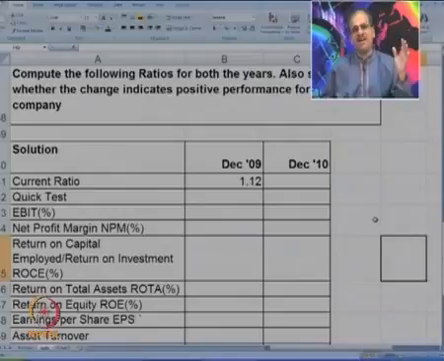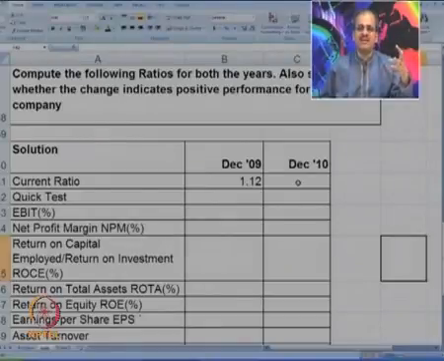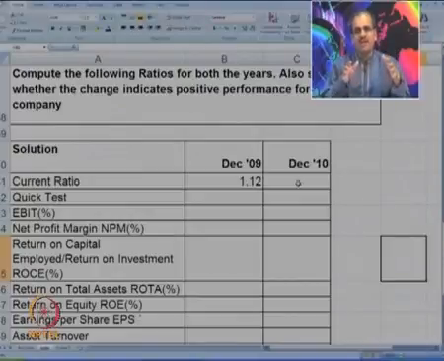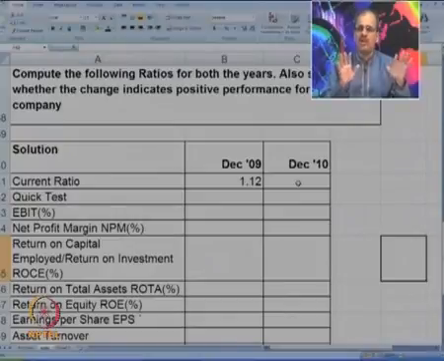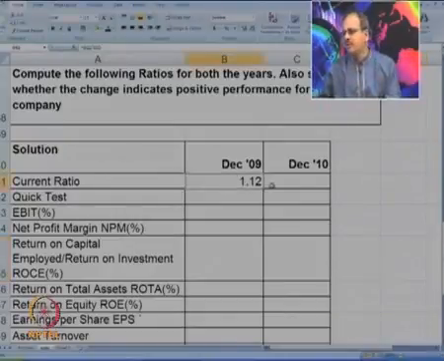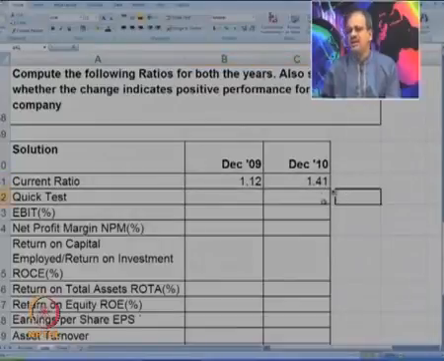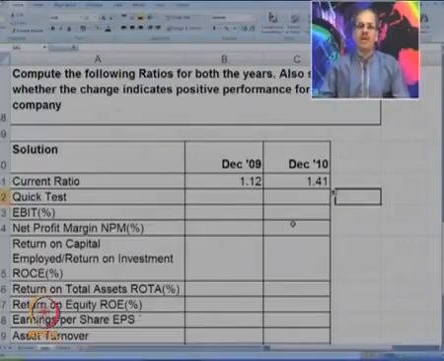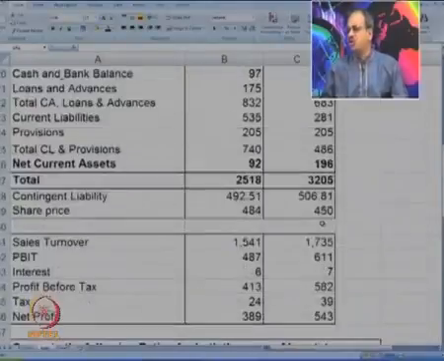Is it a good ratio or bad ratio? It's a reasonably good ratio because at least it is above 1, but it is not matching the standard of 2:1. Of course, for a software company 2:1 is not true because they don't have any inventories. So 1.12 could be good enough for them. We can just take it to the next column to get the ratio for the next year, which is 1.41. So you can see there is an improvement in the current ratio.